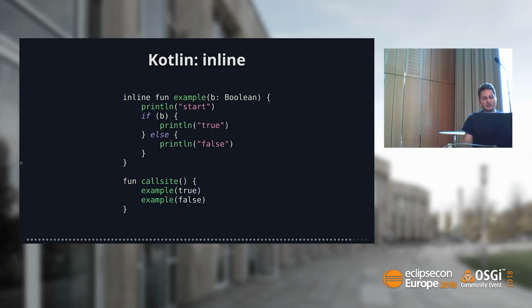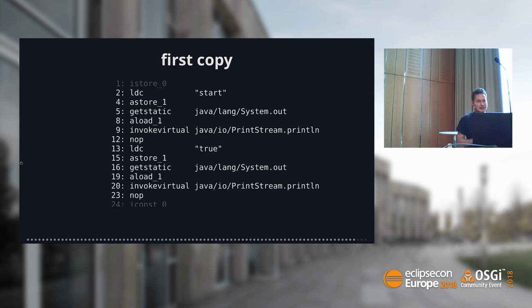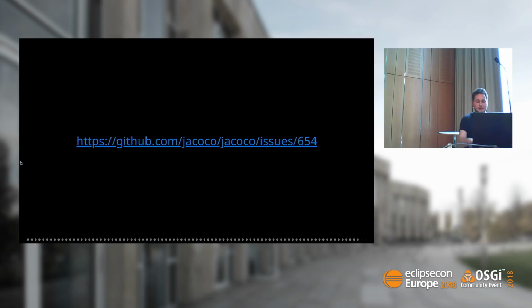Inline. In Kotlin, you can mark a function as inline, and what happens is that the function will really be inlined at the call site. So here is a copy of the same function. Well, there is a statement that this can actually be mapped back to the place where it was inlined using JSR 45, which is debugging support for other languages. And yes, hopefully it can be, but it's not yet implemented.